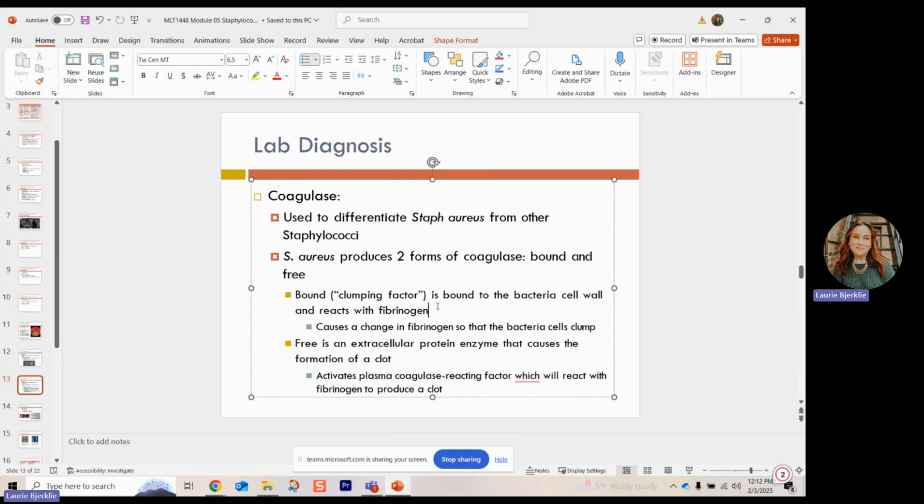So in this test, it's basically looking to see, will there be a clot formation with the test? I'd say, yep, coagulase positive. So it causes a change in that fibrinogen, so the bacteria cells clump. And so that would show you a positive if you get that. In the free form, it's looking for that enzyme. And again, that enzyme can help form a clot, but it's more in a free form enzyme setting, not bound to the bacterial cell wall.